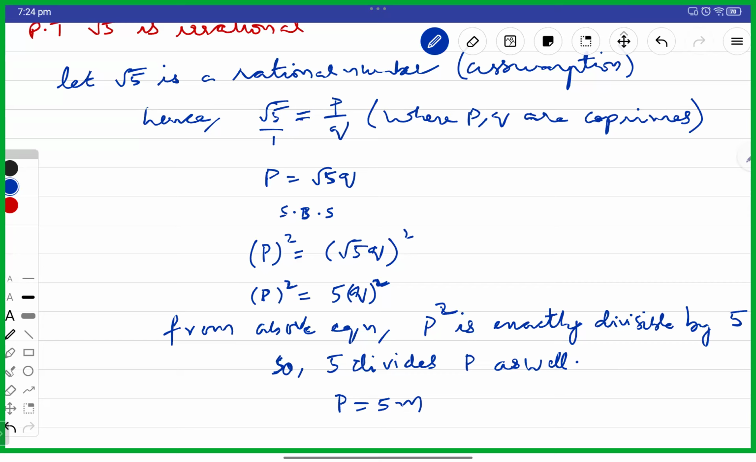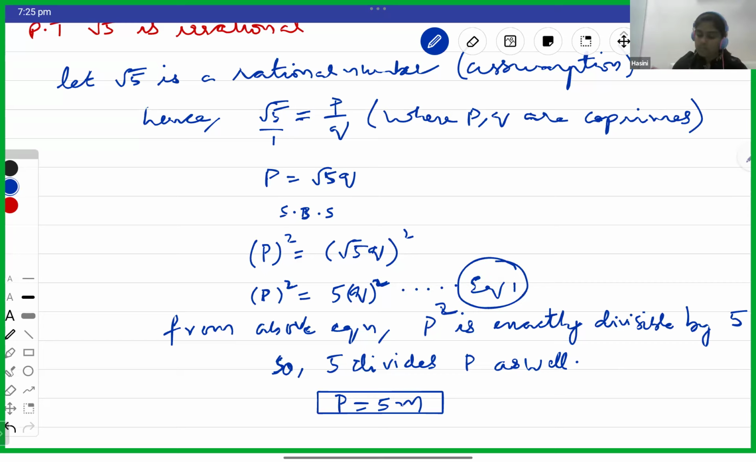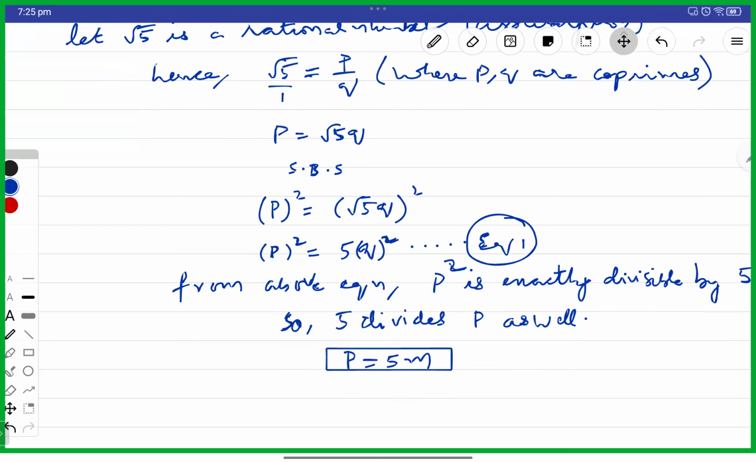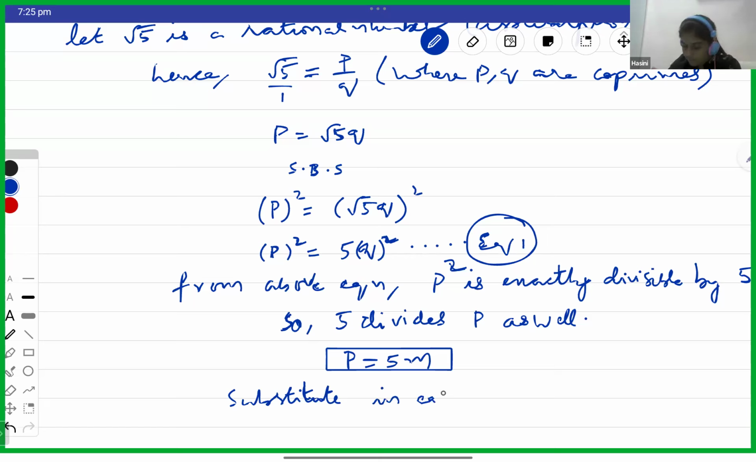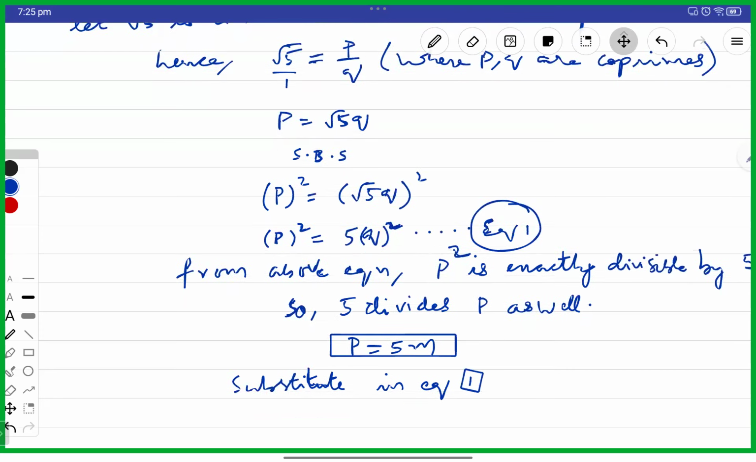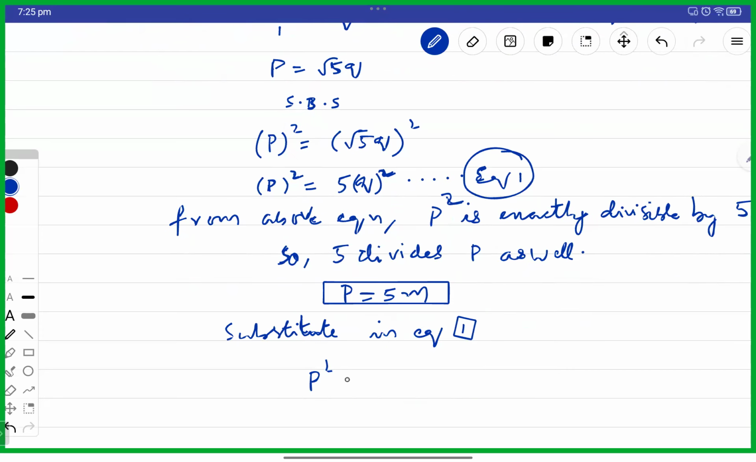Yes, sir. So now we take p is equal to 5m and substitute it in the equation. Let us take it as equation 1. Substitute in equation 1. We will get p square is equal to, what is equation 1? p square is equal to 5q square. So in the place of p, I am writing 5m, Hasini.